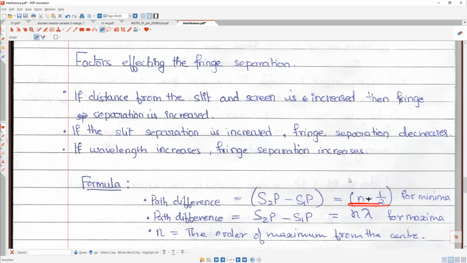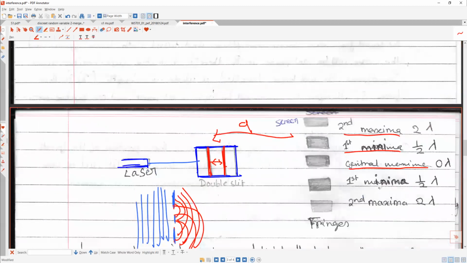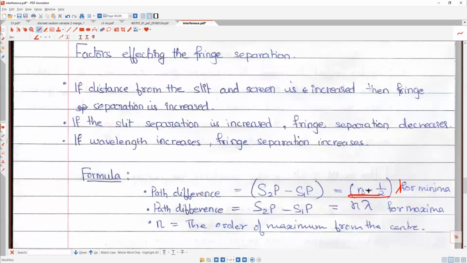But the formula I found is n plus half lambda. Oh, by the way, there is a lambda here: (n plus half) lambda. For writing, you write (n plus half) lambda. But if they ask what the path difference of the second minima is, you write 1.5 lambda. This formula is only for writing purposes, for the 6 mark question. When I tell you an odd half wavelength, instead of writing odd half a wavelength, you just write (n plus half) lambda. That's it. This is better because this is given in the examination.